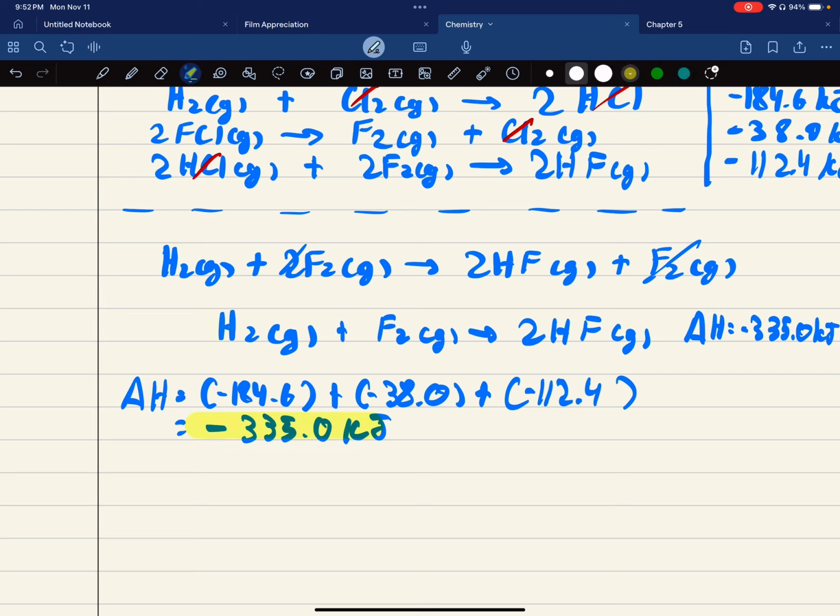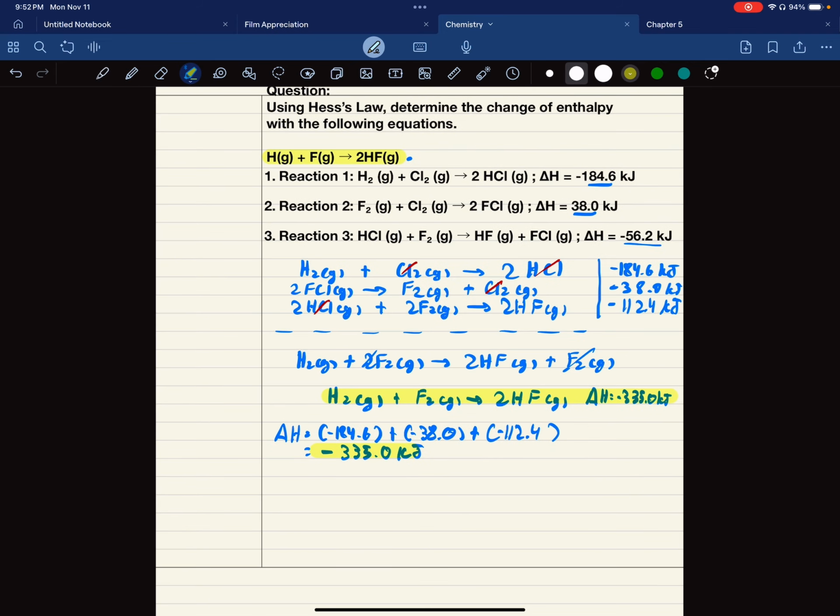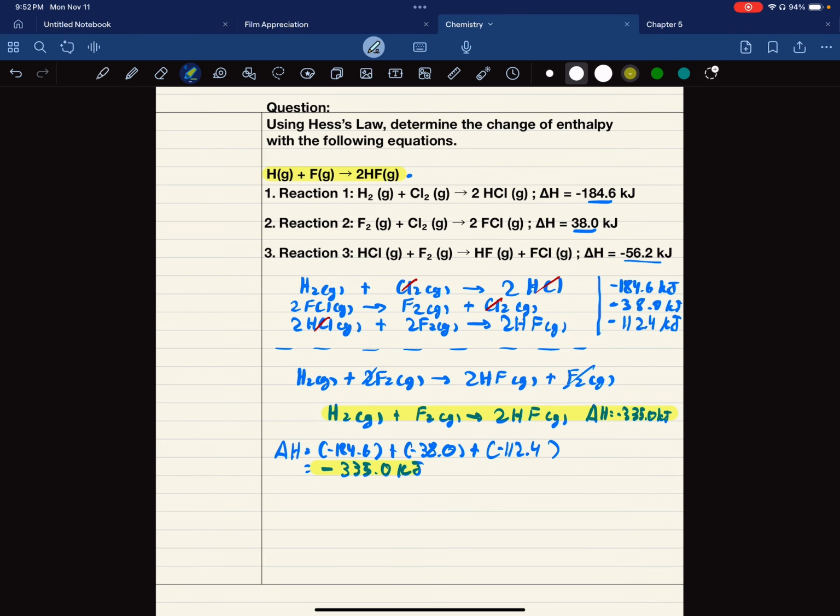So what did we find out? We use these three equations given to us. We manipulated them so we can use them in a simultaneous equation, I think so is what you said in algebra. We cancel out similar stuff on each side, and we are left with our target reaction, which is H2(g) plus F2(g) that gives us 2HF.